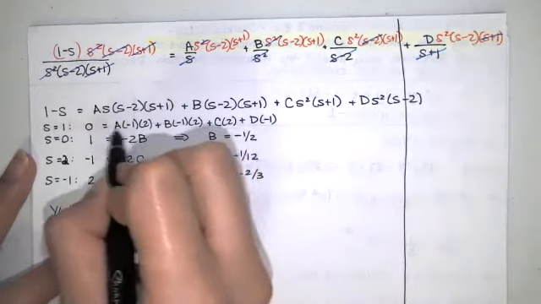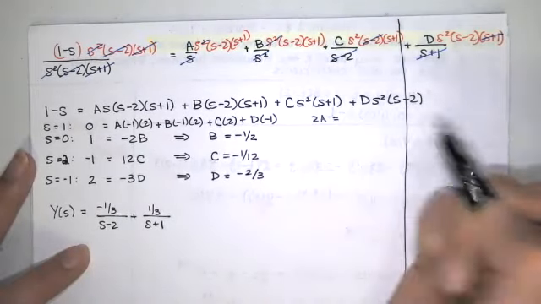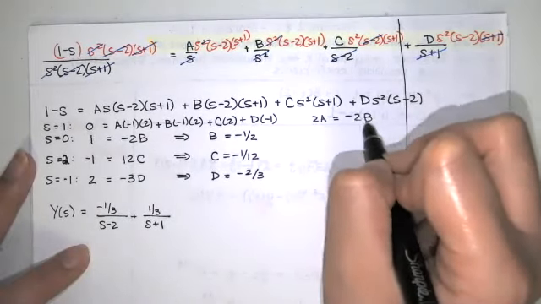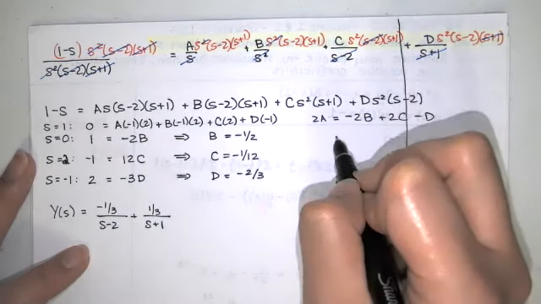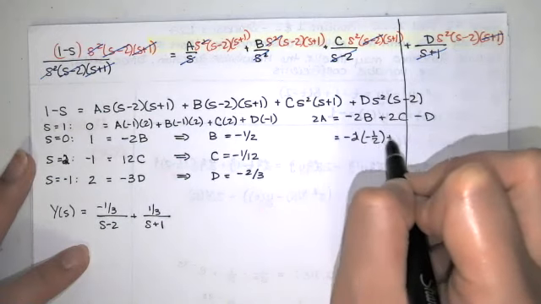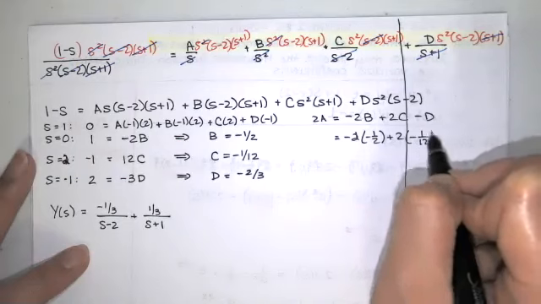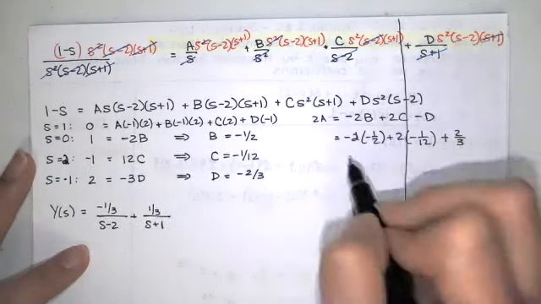So we have negative 2a plus all of this. Let me add that negative 2a to both sides. So we'll have 2a equals negative 2b plus 2c minus d. And b is negative 1/2, c is negative 1/12, and d is negative 2/3. We're subtracting that, so that means we're adding 2/3.